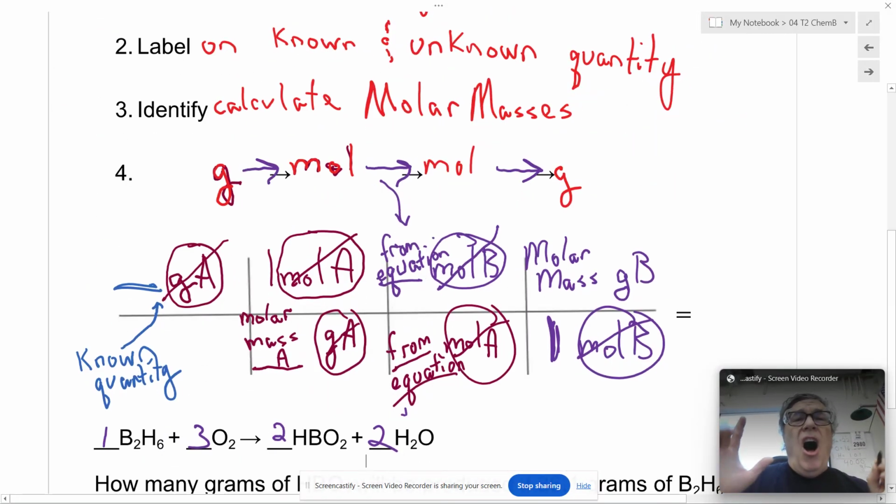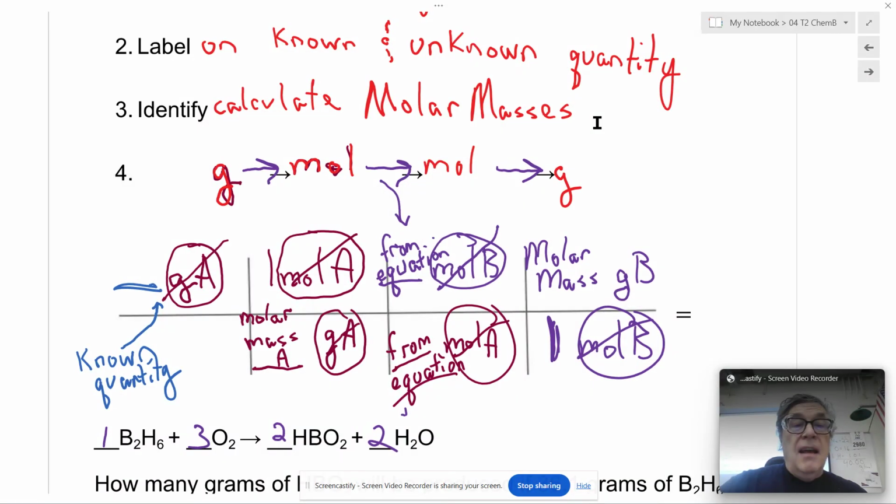All of the problems that we're going to work on start with the mass of one thing in a chemical reaction and ask about the mass of another thing in the chemical reaction. These are often called mass problems. And they always will go grams to moles, moles to moles, moles to grams. And I'm not going to sing the rest of that song for the benefit of the people watching this video. So that's how this will always go.